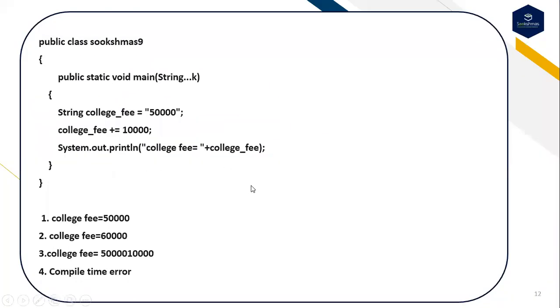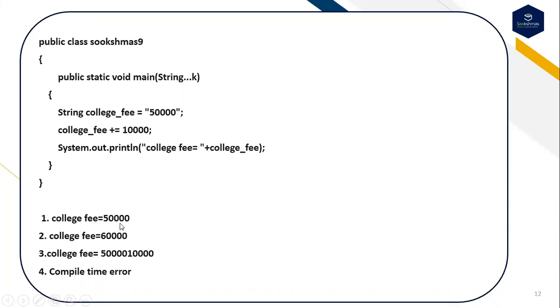Go for the next question. Sookshmas 9, public static void main. Execution of the program begins from the main method. String collegeFees is equal to 50,000 and collegeFees is equal to collegeFees plus 10,000. Here I'm trying to print collegeFees is equal to collegeFees.